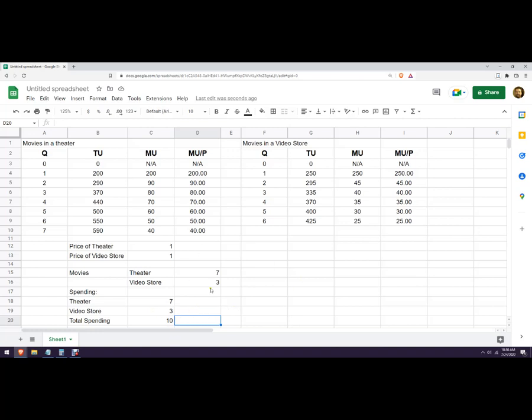Now I've got this. So if it said that her movie budget is only $5, we could see where we go from there. When you drop the price down to $1, you could change the price. Let's say it's $3 or something. Now you can find out a different combination. And that's how to do it. That's how to use Google Sheets to set up a spreadsheet to find utility maximizing.